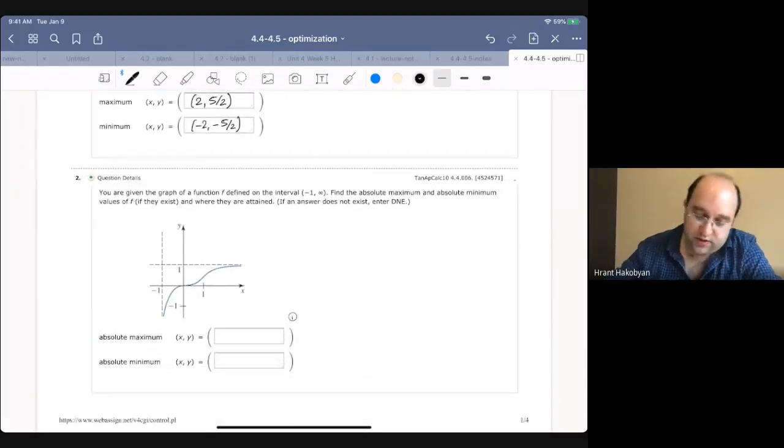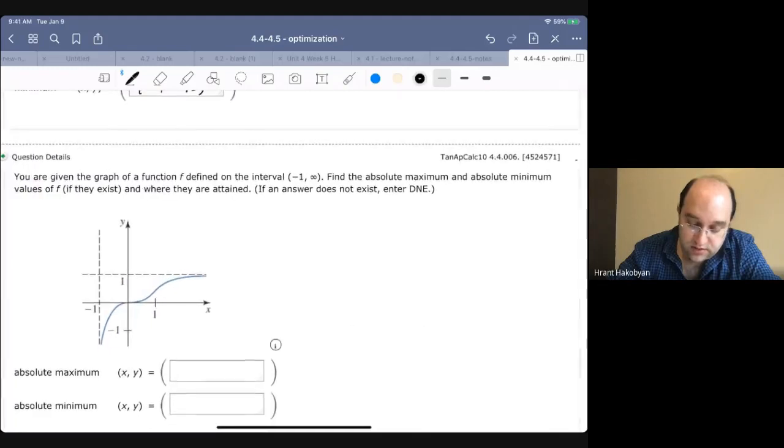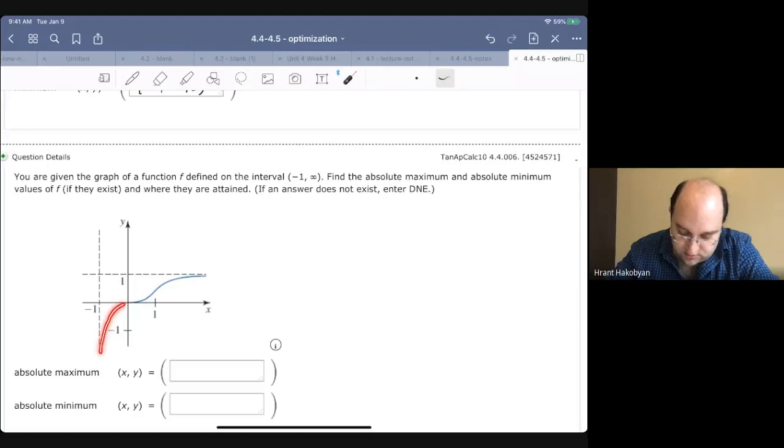Okay, so the next question. Again, you have this function and you're given the graph on this interval from -1 all the way through infinity. So that's the function. It looks like it's increasing all the time. It has this flat piece. If we remember, we talked about this being an example of an inflection point. So it's concave down, then it's concave up, and then it's concave down again. So there is another inflection point there.